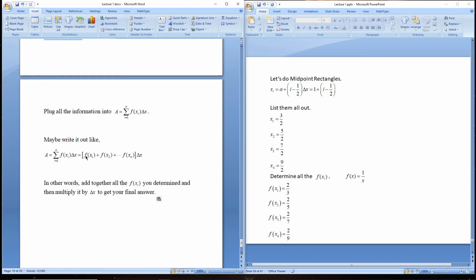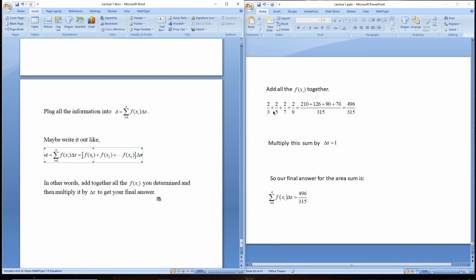And recall back here that we can simply add all those heights together and then multiply by delta x. We're going to add all these numbers together. So 2/3, 2/5, 2/7, 2/9. Least common denominator is 315. So working all that out, and that all sums together, we get 496 over 315. That's adding all the heights together, multiply by delta x, which is 1, and we get our final answer. That is our estimate for the area under the curve.